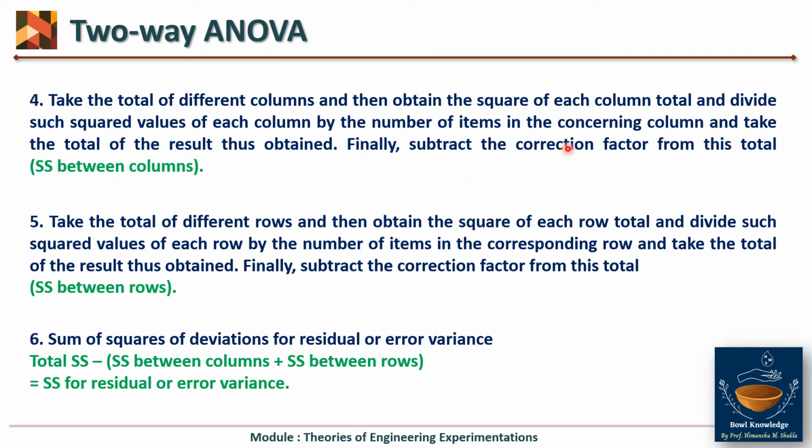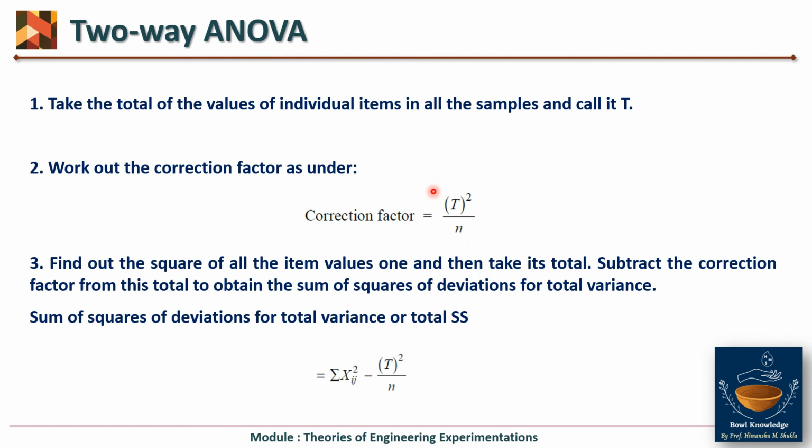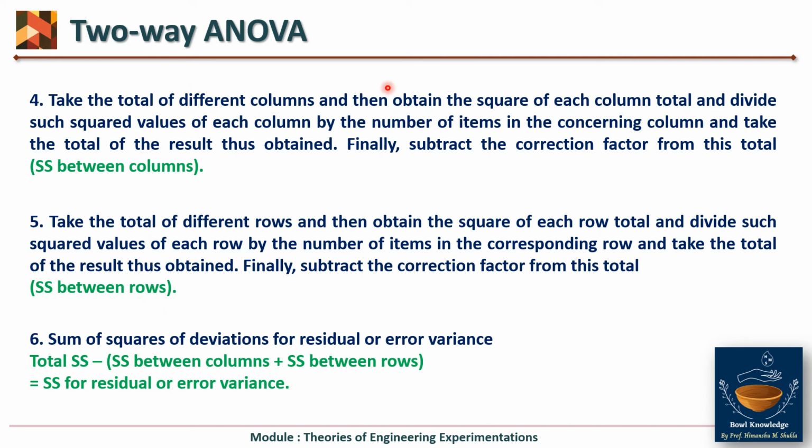So finally subtract the correction factor from this total. तो ये जो भी calculate करोगे हर एक इसमें से आपको correction factor that is T square upon N को minus करना है. So you can read it out, it is very descriptive, but when you solve it, it will be very easy. Then column की बात हो गई, same we talk about rows. So take the total of different rows and then obtain the square of each row total and divide such squared value by the number of items in that particular row and take the total of the result thus obtained, and this total से again हम correction factor को minus करेंगे, we will get SS between rows.